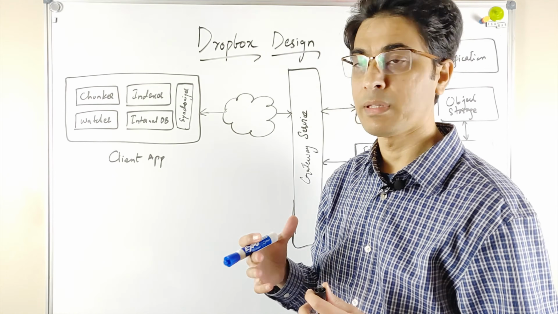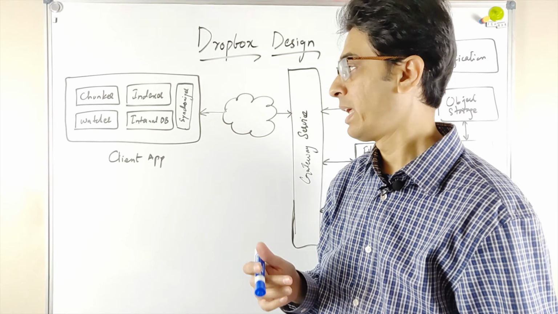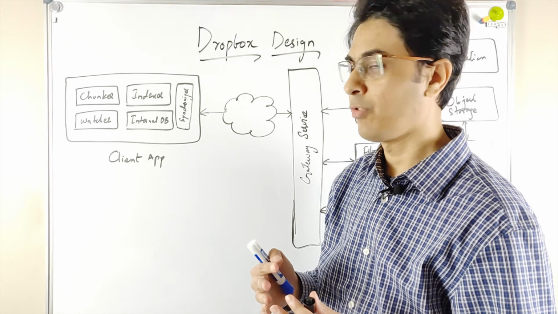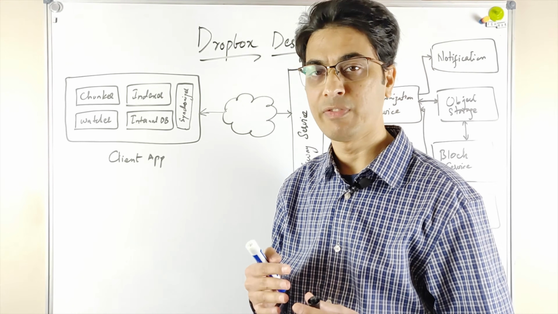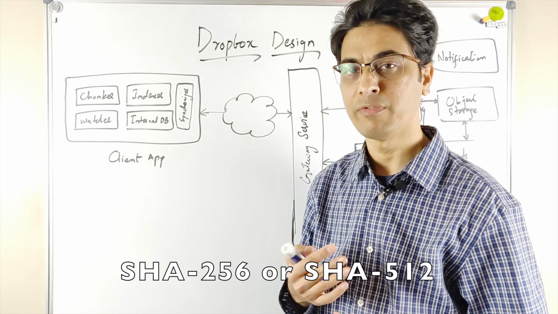The chunker is a component that is responsible for breaking a file into multiple chunks, and it is also responsible for calculating the cryptographic hash for each chunk. So the cryptographic hash function that we can use could be SHA-256 or SHA-512.